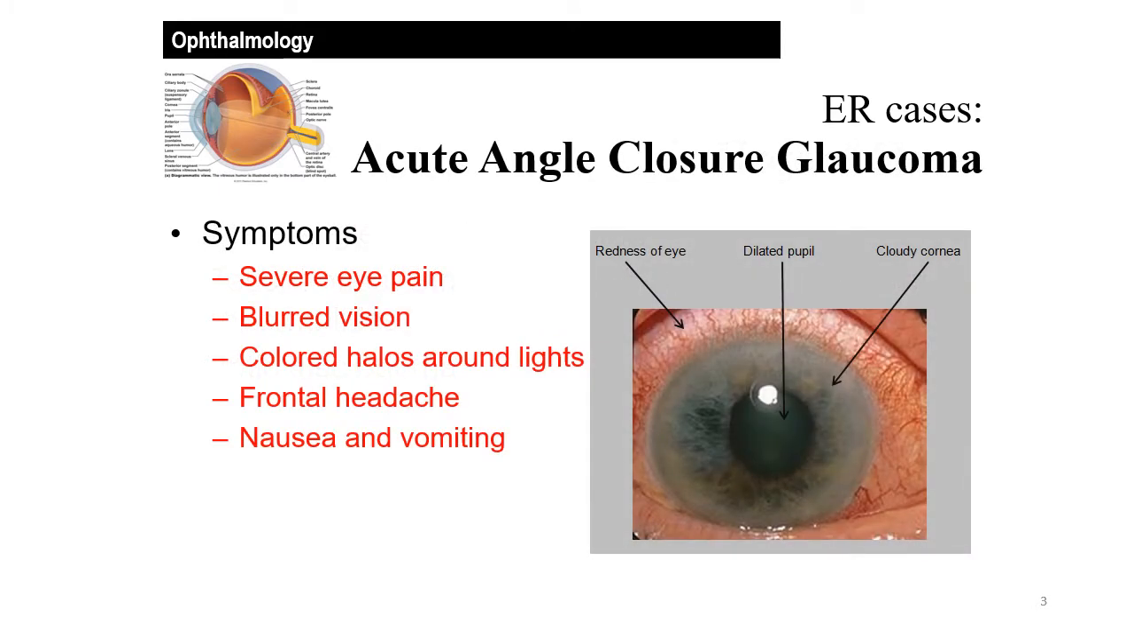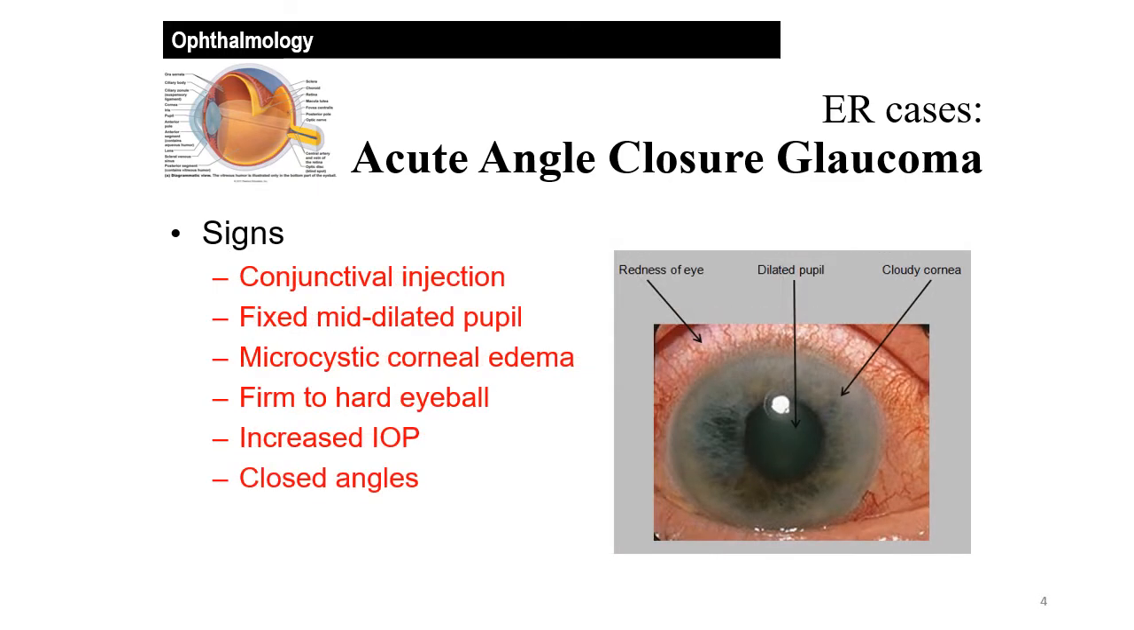The patient comes to you complaining of sudden severe eye pain, blurry vision with a perception of halos around lights, associated with headache, nausea, and vomiting. Next, you do your ophthalmologic examination.